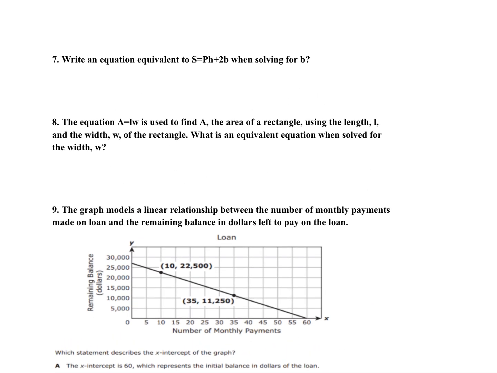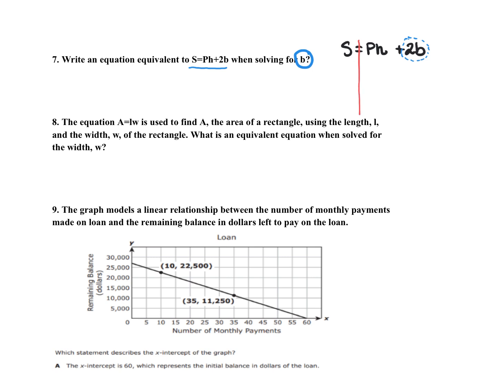Number 7. Number 7 says to write an equivalent equation, or equation that's equivalent to what we were given. S equals BH plus 2B, and I need to solve for B. So S equals BH plus 2B. I'm going to put my little invisible force field around my 2B. That's who I want to get by themselves.